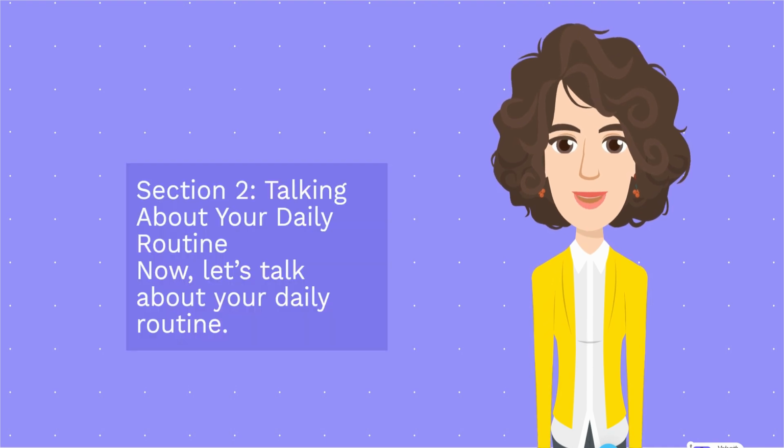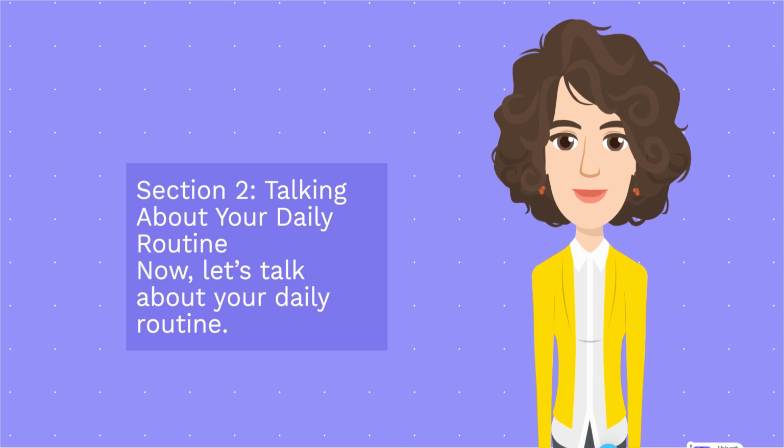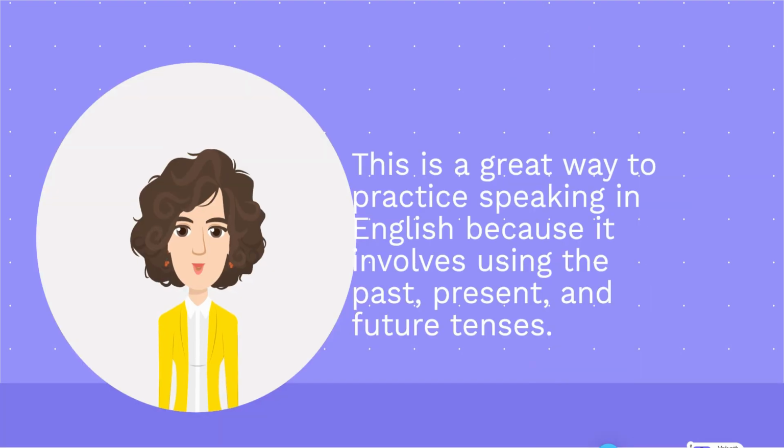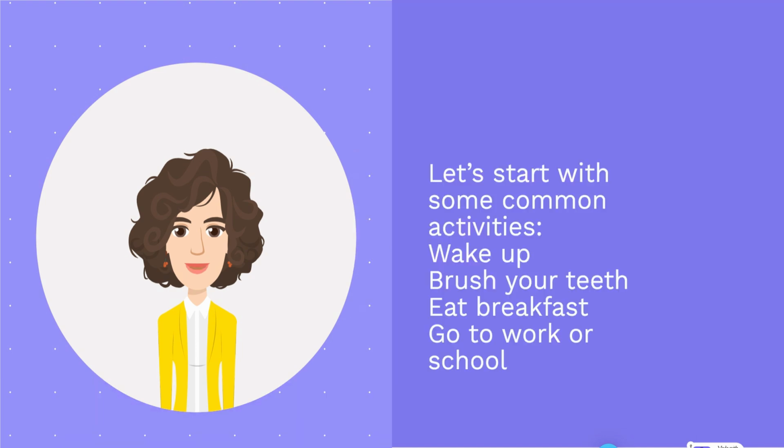Section 2, Talking about your daily routine. Now, let's talk about your daily routine. This is a great way to practice speaking in English because it involves using the past, present, and future tenses. Let's start with some common activities.